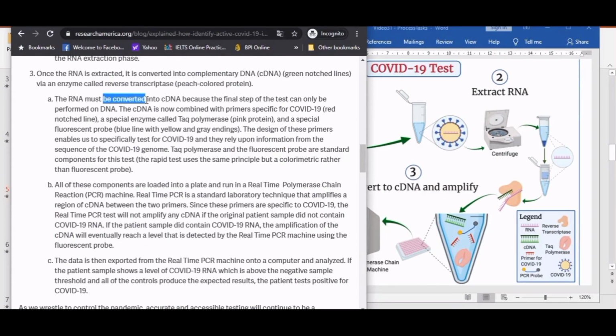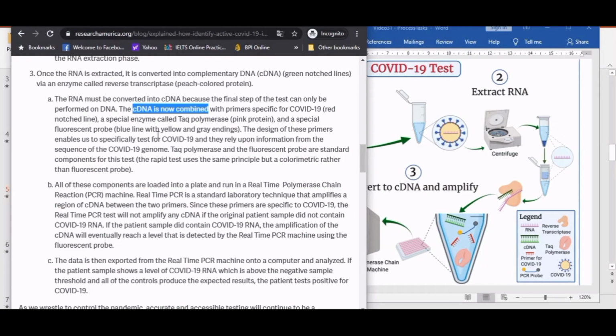on DNA. The cDNA, so the object of importance has now moved to the cDNA, is now passivized, is now combined. That's the adverb now. And is combined is the passive voice with primers specific for COVID-19, red notched line. So the primer over there, we need the primer as well.